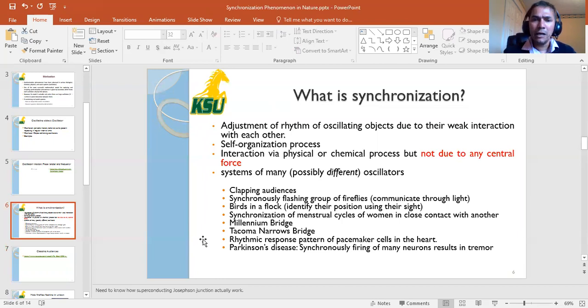And there are other interesting examples: a synchronously flashing group of fireflies. I'll try to elaborate on this in the next slide. And birds in a flock, that is also a synchronized behavior. And this is interesting, it's a biological thing: even the menstrual cycles of women become synchronized. Let's say two females are staying in a home. This phenomenon is purely a biological thing.